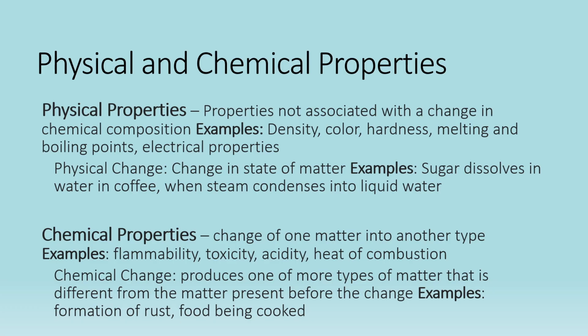And then chemical properties are properties associated with the change of one matter into another type. Examples are flammability, toxicity, acidity, heat of combustion. Chemical changes occur when there's more than one type of matter produced, and that is different from the matter present before the change. Examples include the formation of rust or food being cooked, because we are creating a completely new product. Like when there's rust, the metal reacts with oxygen to form a completely different product.